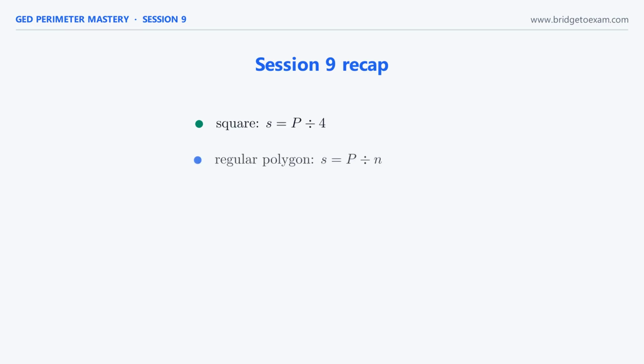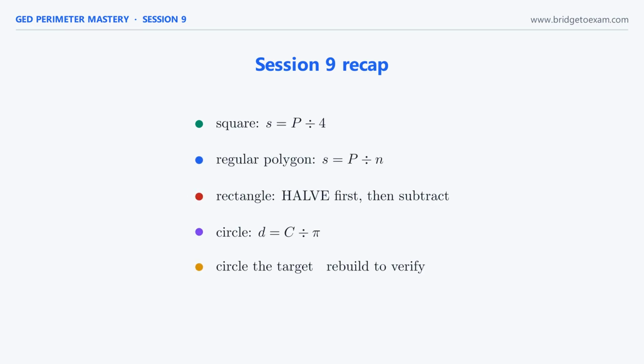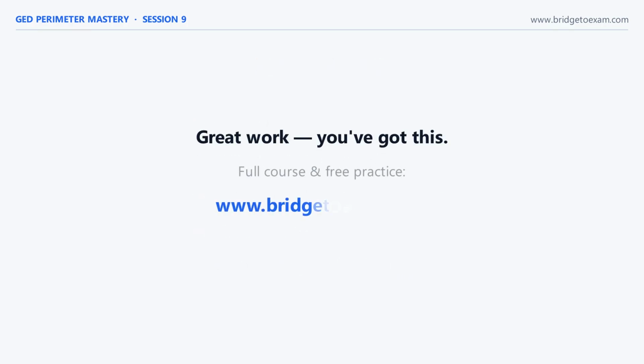Let's recap. Working backward means undoing the forward formula. Square, divide by 4. Regular polygon, divide by n. Rectangle, halve first, then subtract. Circle, divide by pi. Circle the target so you don't stop early. Well done on Session 9. Next up, the distinction the whole test leans on. Perimeter versus area.